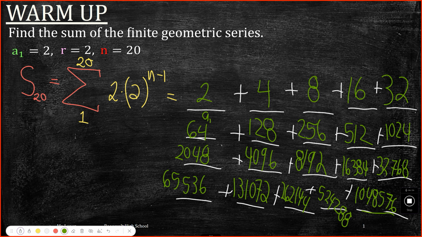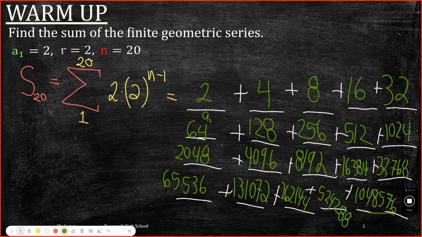So to actually complete this, to finish it and get an answer for the sum of 20, what are we going to do? Add them all up. Let's go. Get your calculators. 2 plus 4 plus 8 plus 128 plus 256 plus 2048 plus 4096 plus 8192 plus 16384.